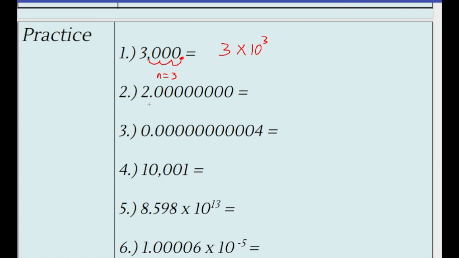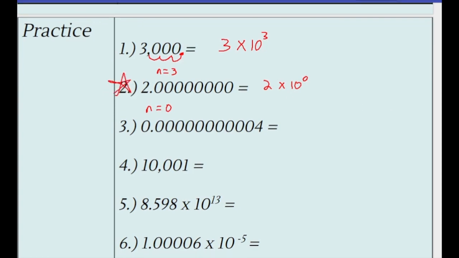Number 2, we have 2.000000, which means that we need to move our decimal to the left or right. We actually don't need to move our decimal anywhere because we already have one digit to the left. So this one, our n value is just 0, meaning that we would rewrite our number 2, multiply it by 10 to the n. Again, our n is 0, so it just looks like this. Number 2 is a tricky one that you might see again in the future.